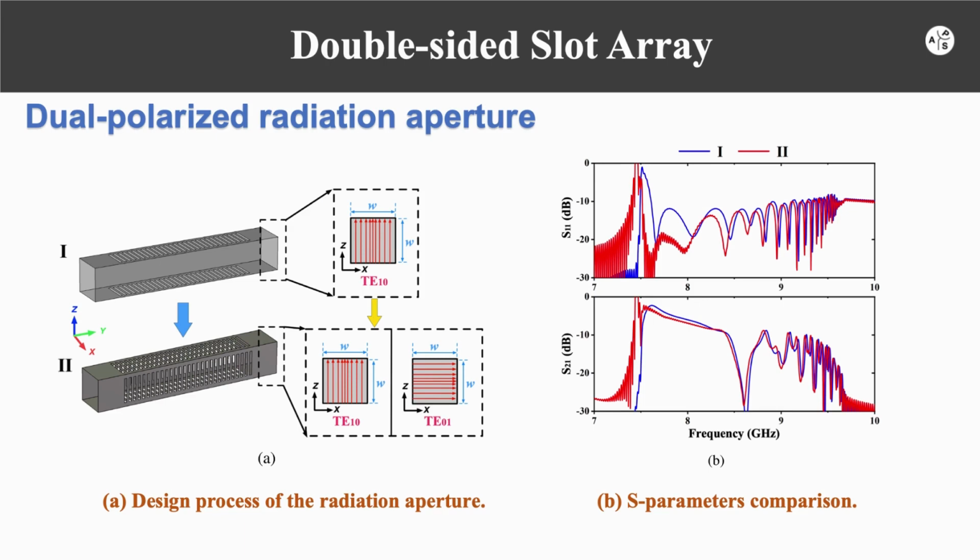By etching several periodic double-sided slot pairs on both sides of the waveguide covers, a slot leaky wave antenna can be formed. To actualize dual-polarized radiation, a square waveguide is adopted as the guiding structure to stimulate the desired orthogonally polarized fields by TE10 and TE01 modes.